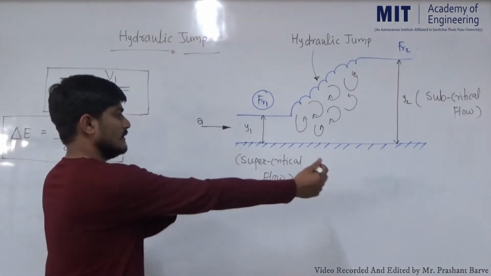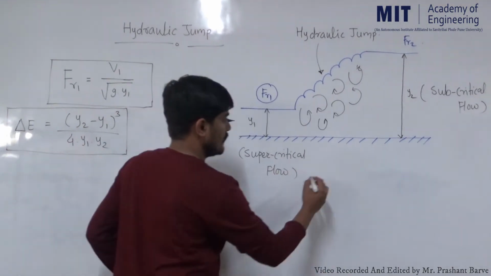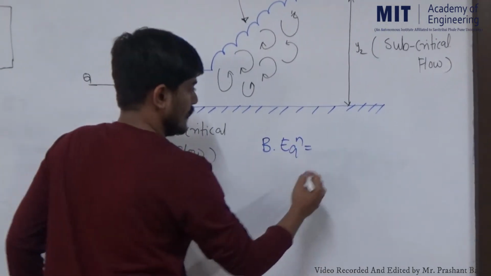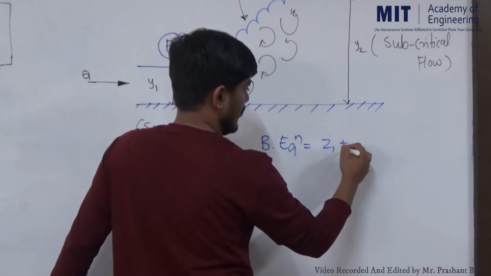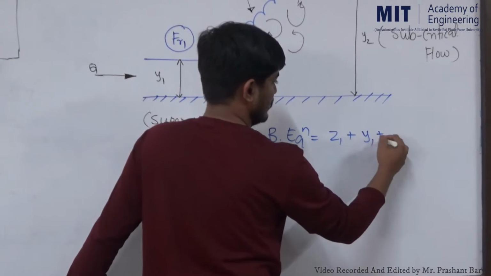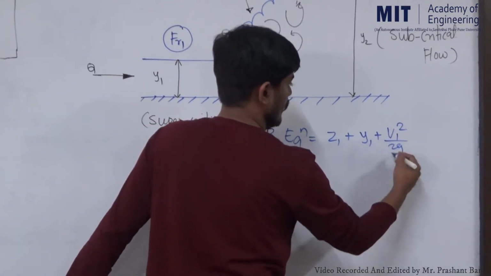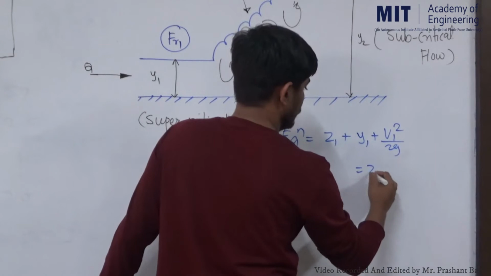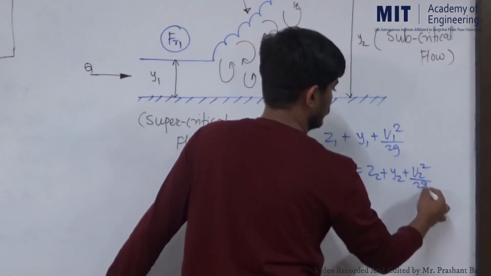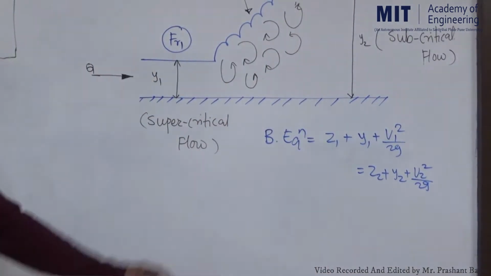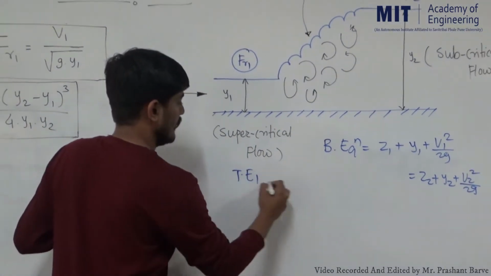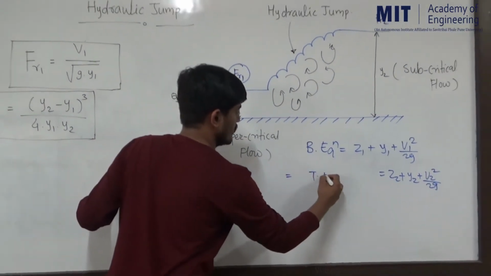We know that there is Bernoulli's equation, and Bernoulli's equation can be written as total energy: Z1 plus Y1 plus V1 square upon 2g will be equal to Z2 plus Y2 plus V2 square upon 2g. So this is Bernoulli's equation. It represents that the total energy at section number 1 will remain constant compared to the total energy at section 2.